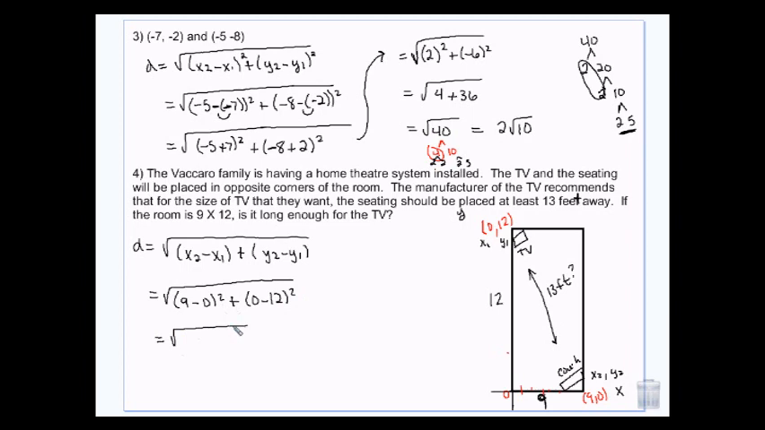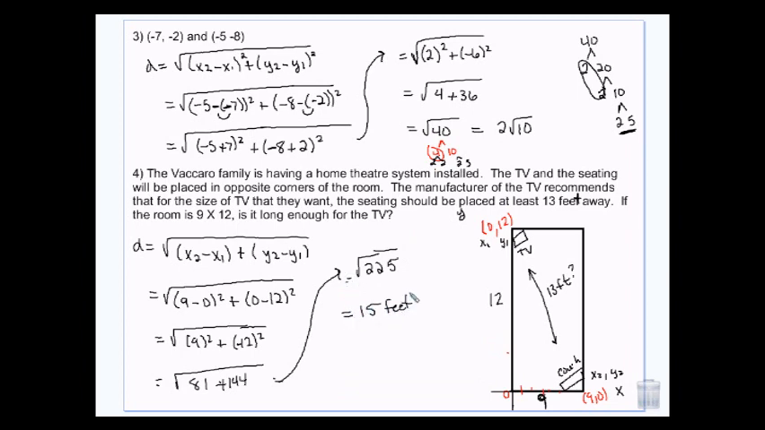I get 9 squared plus 12 squared, negative 12 squared, sorry. So I get 81 plus 144. So I get the square root of 225, which is 15 feet. So it says at least 13 feet away, right? So you could move up 2 more feet, yes, it's long enough.